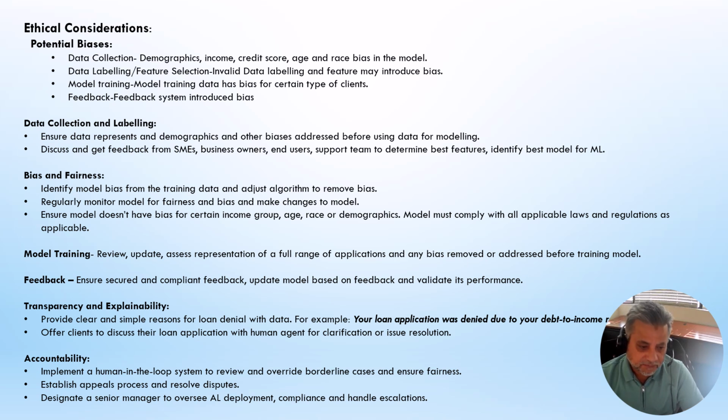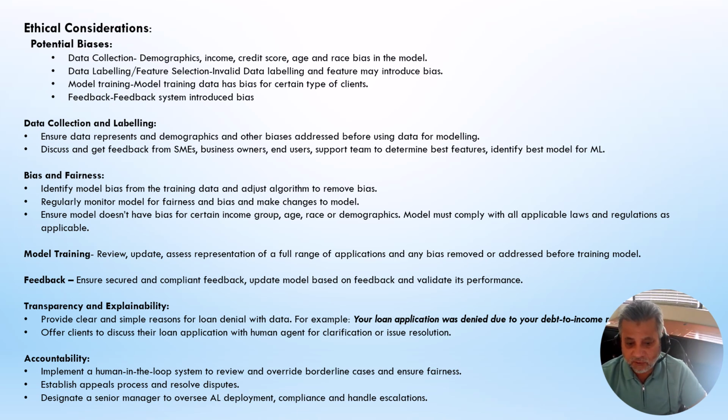Transparency and explainability: provide a clear and simple reason for loan denial with data. For example, you can say that your loan was denied because your debt to income ratio was 40%. Offer the client a chance to discuss their loan application with a human agent. It is very important, because a chatbot can do a lot, but you still need somebody to explain what happened and why the application was denied, and if there is any problem or if the model had any problem, it's easier to explain humanly.